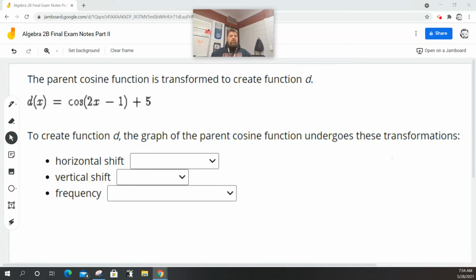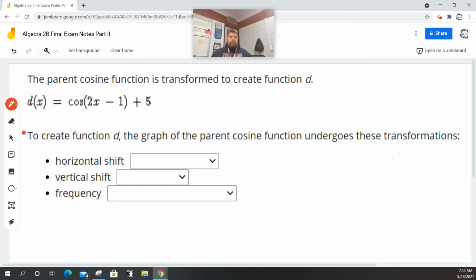So the parent function cosine is transformed to create the function d. So we have d of x. And we are asked to figure out the horizontal shift, the vertical shift, and the frequency. And so the only thing I got to do is I got to manipulate the equation just a little bit.